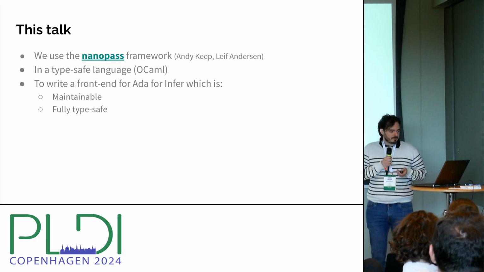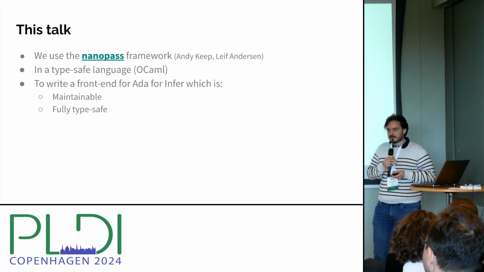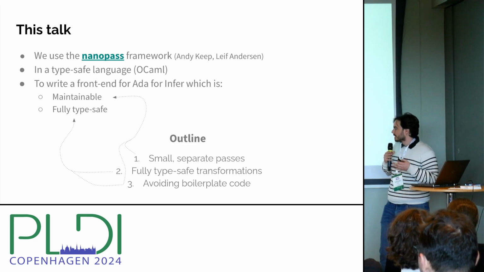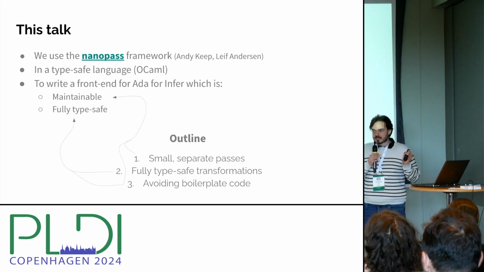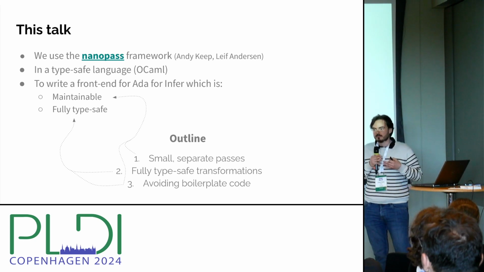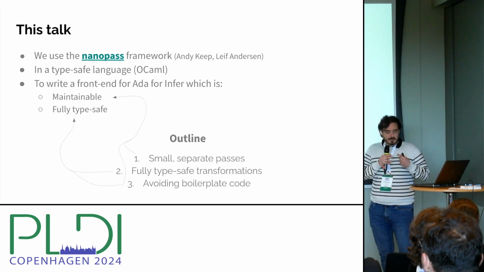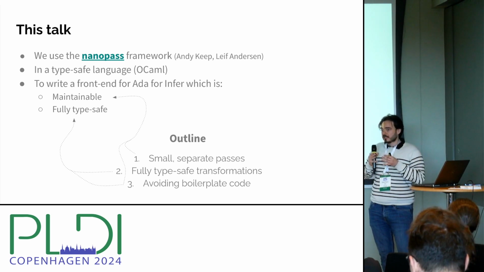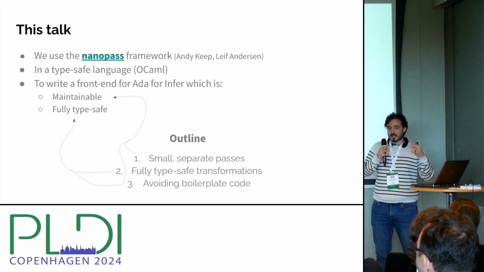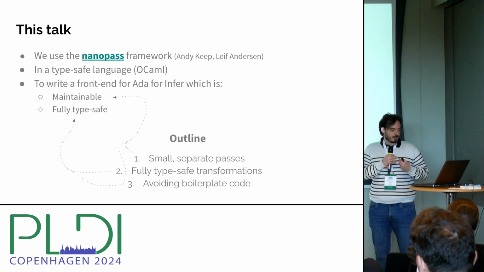So to write the front end for Ada, we wanted it to be both maintainable and fully type-safe, which are both very interleaved. The outline of this talk: I will start by focusing on small separated passes and why we want that. Then what I mean by fully type-safe and why it's important for us. And then, as you might have guessed, if you have a lot of intermediate languages, something that will come is boilerplate, because you have to deal with the same nodes in all languages. So we want to avoid that. We want to have as little boilerplate as possible.